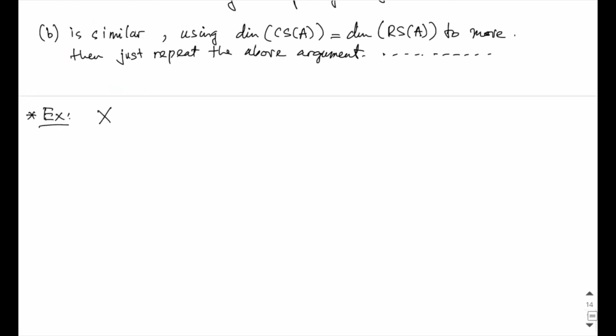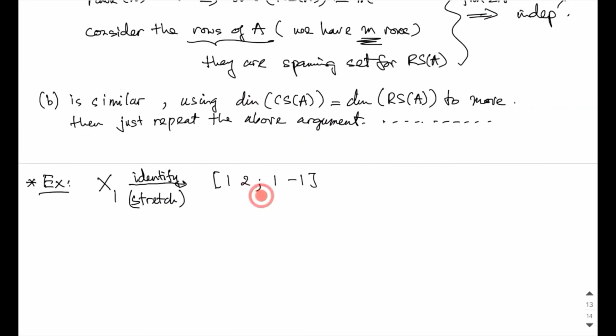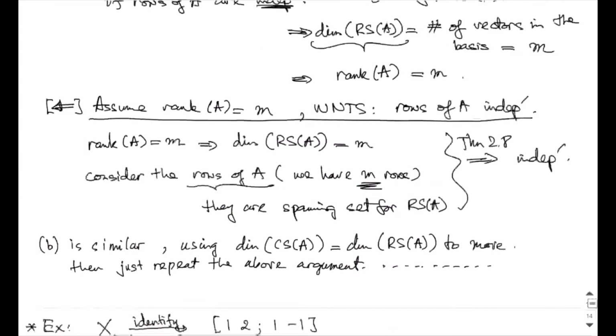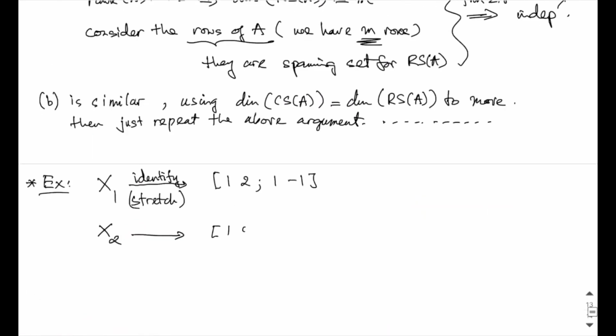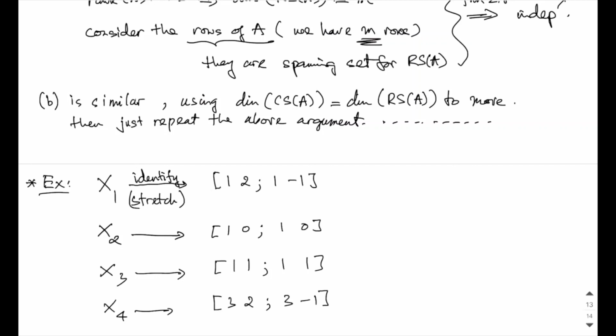So first we identify x1, the 2 by 2 matrix. Actually, I'm going to stretch it out as a row vector. The semicolons here remind me that it is in fact a 2 by 2 matrix, but I have written it in another way. This way is going to be helpful because if you identify x2 as a row vector, it's going to be 1, 0, 1, 0. x3 as a row vector is going to be 1, 1, 1, 1. And x4 as a row vector is going to be 3, 2, 3, negative 1.